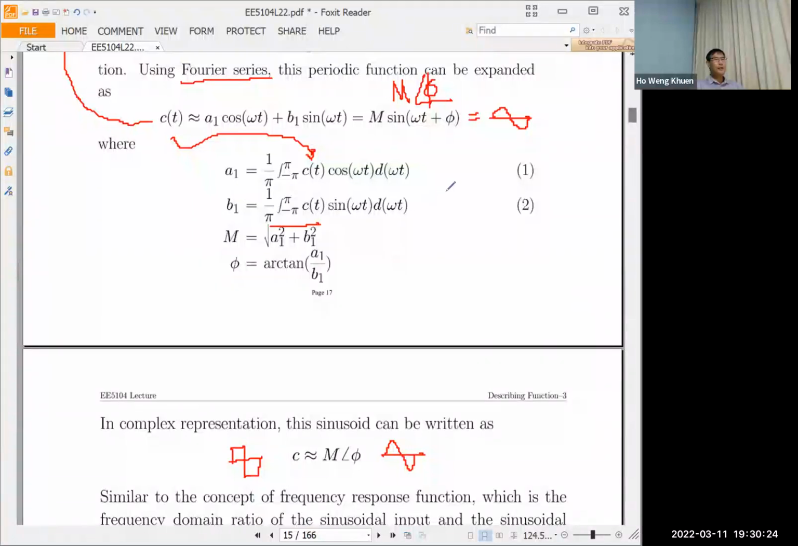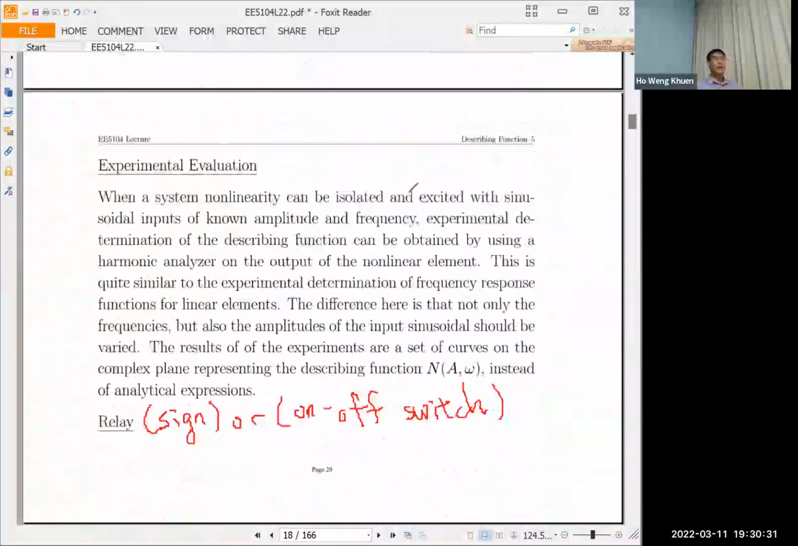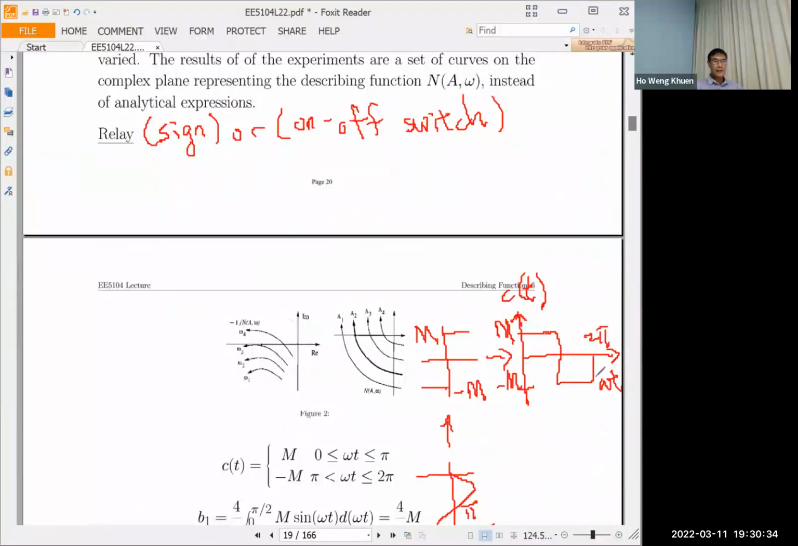You don't have to do this integration, because if you do this integration, it will give you 0. Why? It is proven mathematically that if the signal here is an odd function, A1 will be 0. So you only need to do the integration for B1. If you see here the C is an even function, then you don't have to do B1. B1, the integration will always be equal to 0. So this is an odd function, all right?